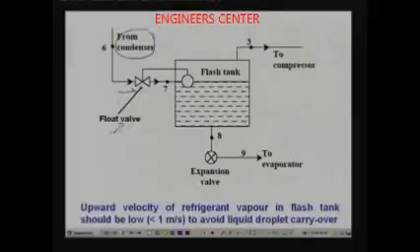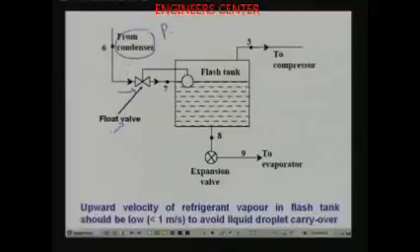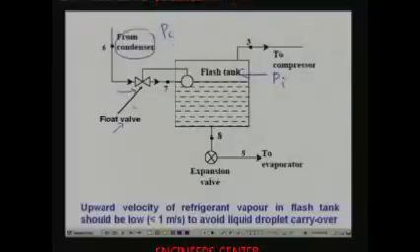A float valve is an expansion device where the pressure drops from the condenser pressure PC to an intermediate pressure corresponding to the flash tank, that is PI. So the pressure drop from PC to PI takes place across the float valve, and the flash tank is maintained at an intermediate pressure PI. In the flash tank, only the refrigerant liquid is taken to the evaporator through the expansion valve.